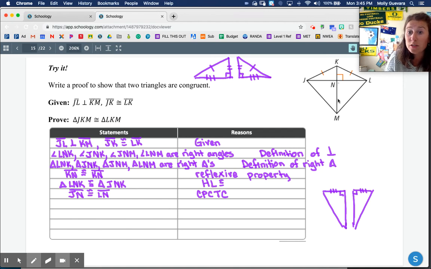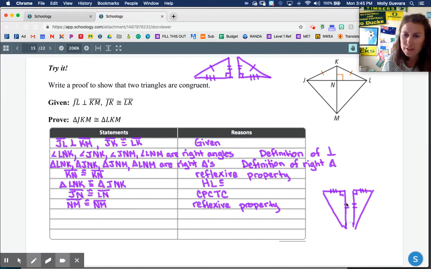But I also know here, if I look up here, NM is the same in both. So I can say that NM in one triangle is congruent to NM in the other triangle, again, by reflexive property, because it is the exact same line. So I'm going to use two tick marks again. I can say those two sides are congruent.